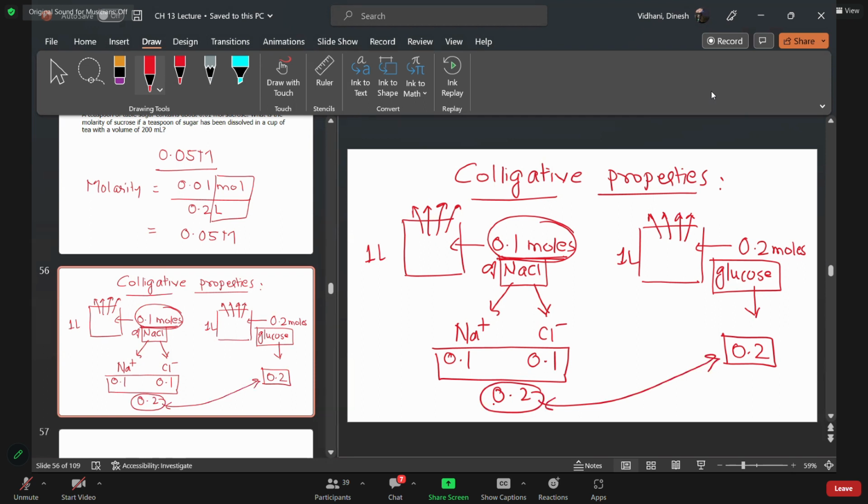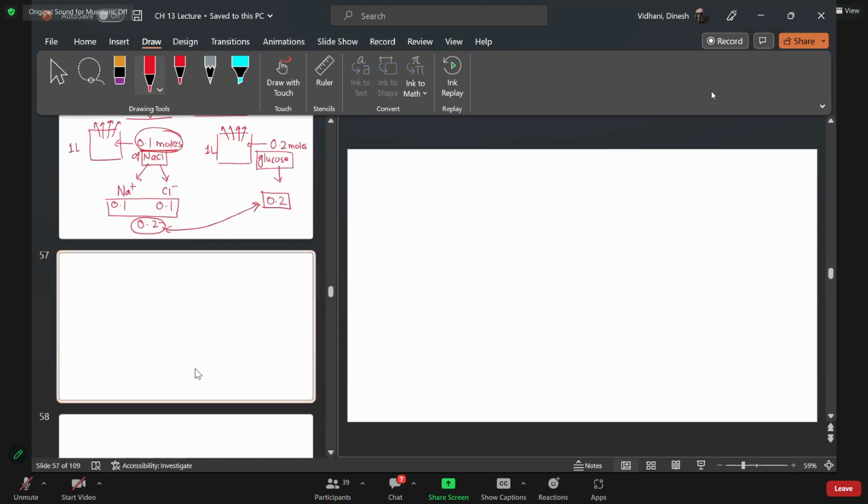So what exactly are the colligative properties? These are the properties which depend on the number of particles in a given solution, not the identity of your solution. So on the left side, yes, you are dealing with a strong electrolyte. On the right side, you are actually dealing with a non-electrolyte, two completely different types of solutions. Yet the colligative properties for both of these solutions are the same. So what are those properties? I'm going to write it down for you.